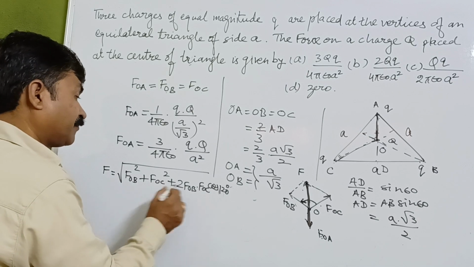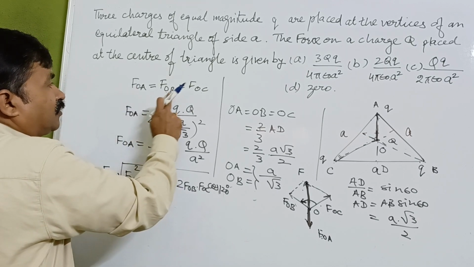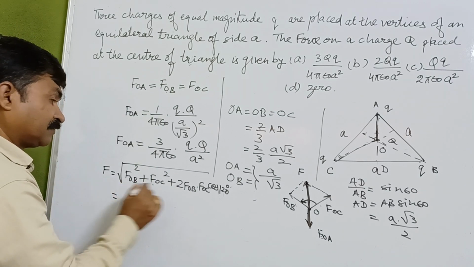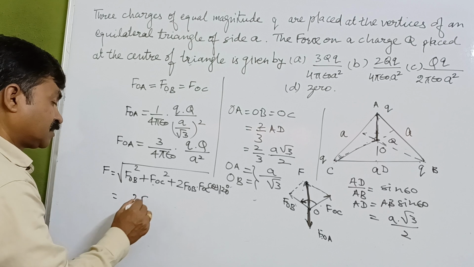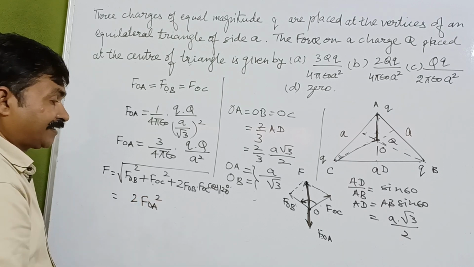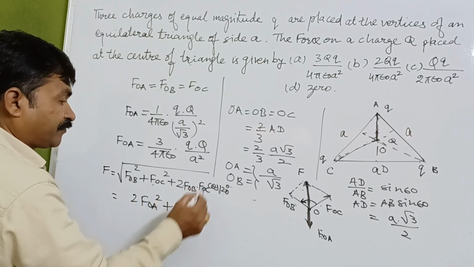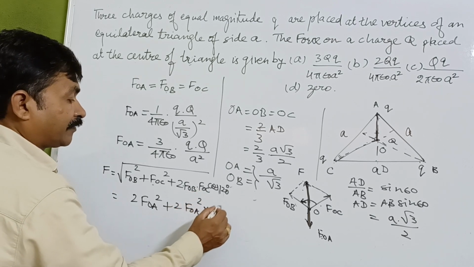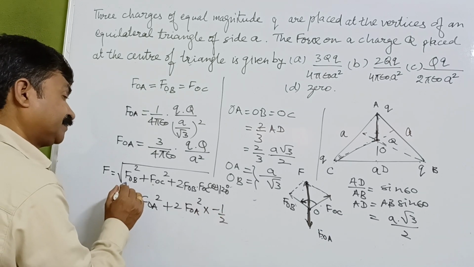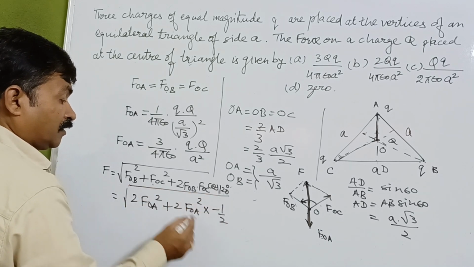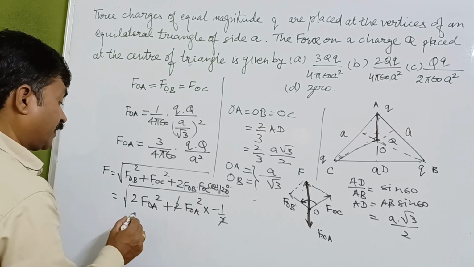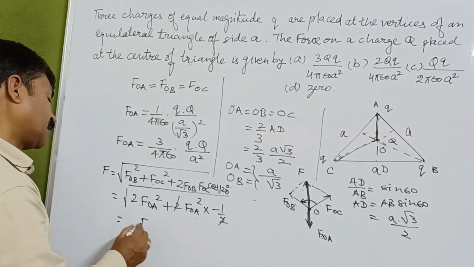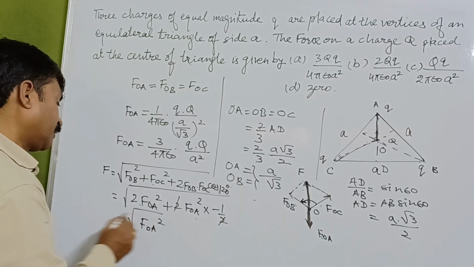Now here, we know that FOA is equal to FOB is equal to FOC, and we have got the magnitude. So first we will calculate it simply. This is 2 times FO square, plus it is also 2 FO square, and cos 120 is minus 1 by 2. So this 2 will be cancelled, and finally we have 2 FO square minus FOA square. So it is FOA square under root.